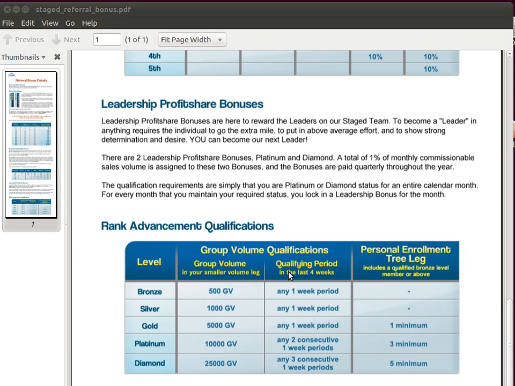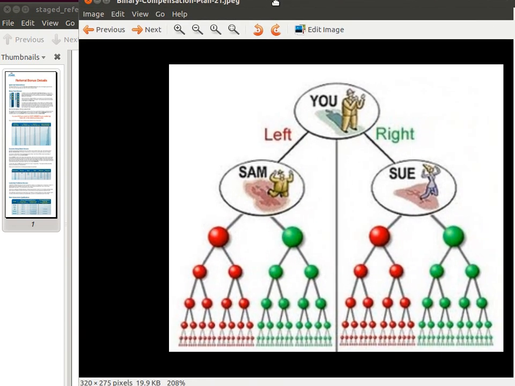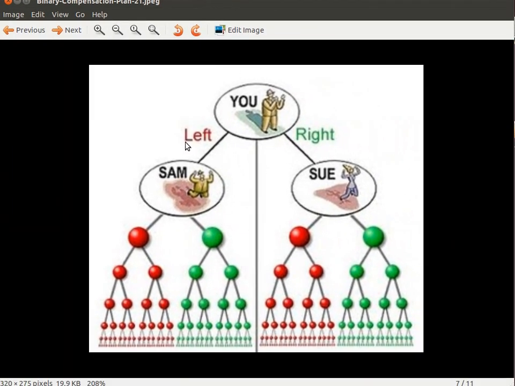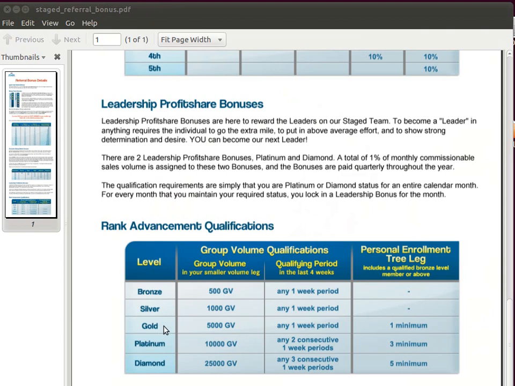So when you have 20 people below you, doesn't matter who brought them in, just when you accumulate 20 people, Sam is 1, 2, 3, 4, 5, 6, 7, 8, 9, 10, 11, 12, all the way up to 20, then you qualify as bronze. Now, all you need then is in the last 4 weeks, so looking back 28 days from today, at any point in there, did you have 500 in group volume points in any 1 week period, any 7 consecutive days? Did you have 500 GV, then you're bronze.